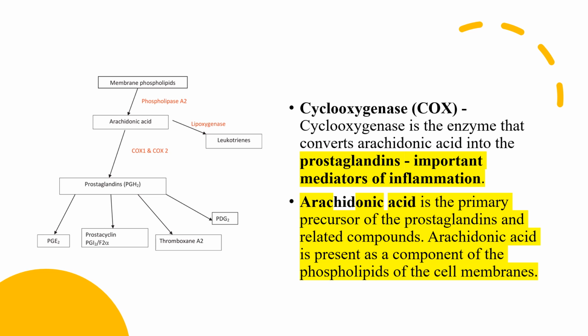So by blocking these enzymes, which are required for the production of prostaglandins, these drugs are very helpful in pain management. Now, arachidonic acid is the primary precursor of prostaglandins and related compounds, and this acid is a component of phospholipids of the cell membrane.